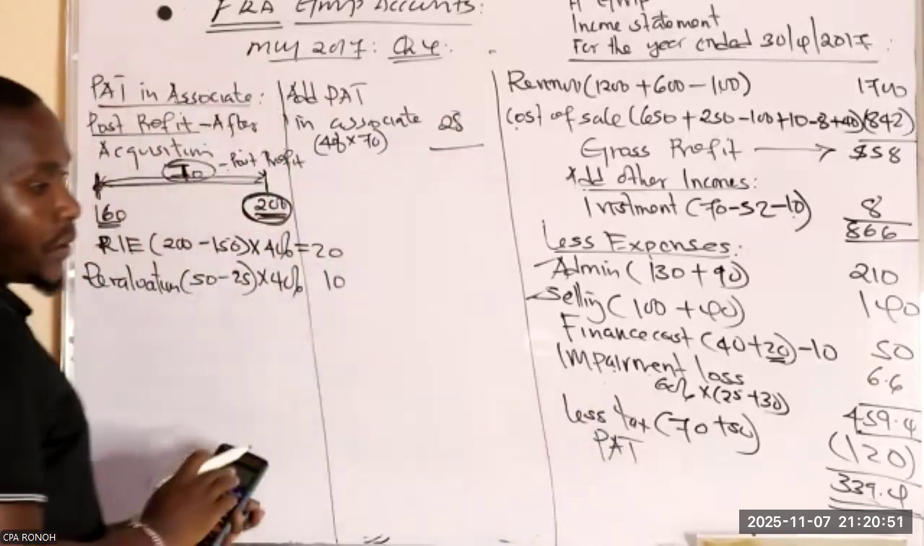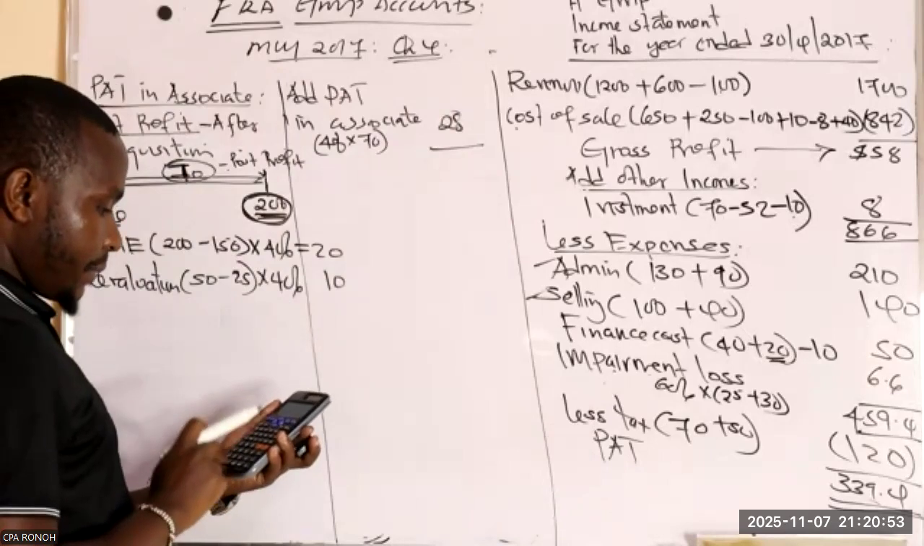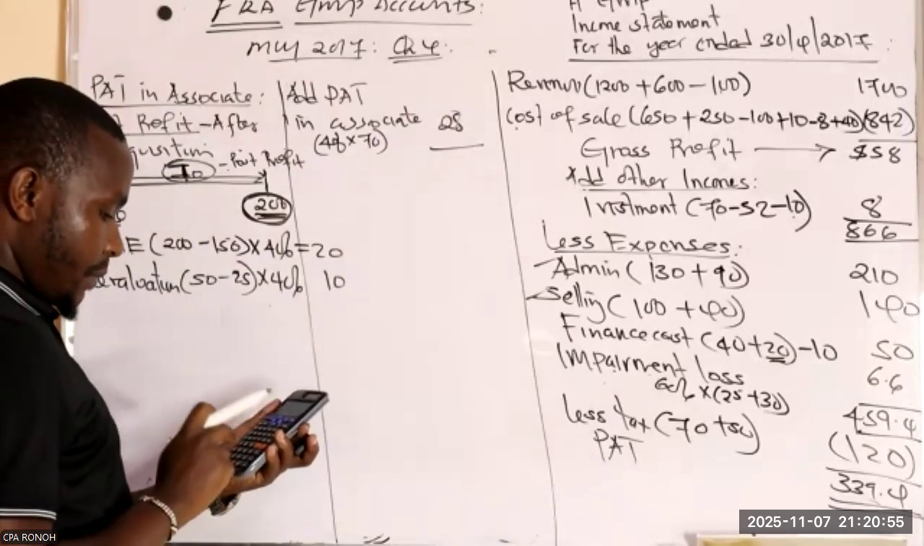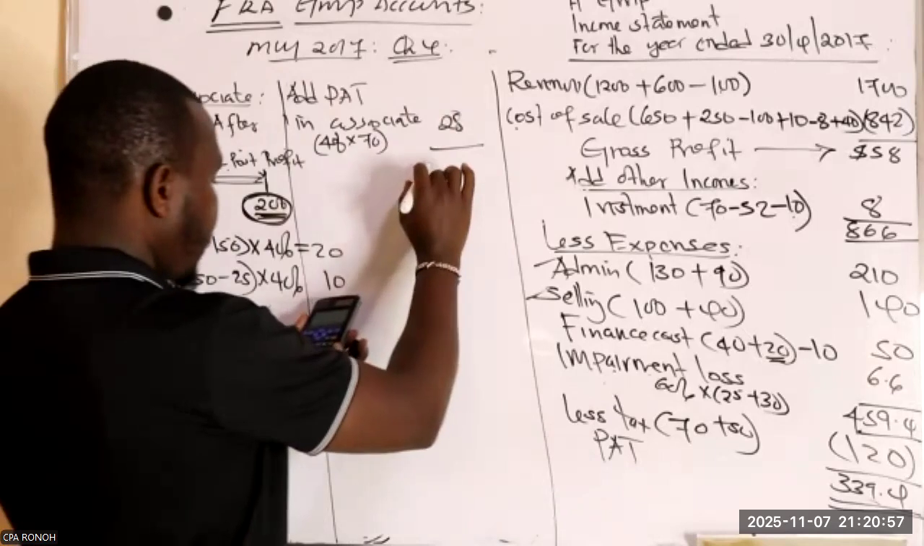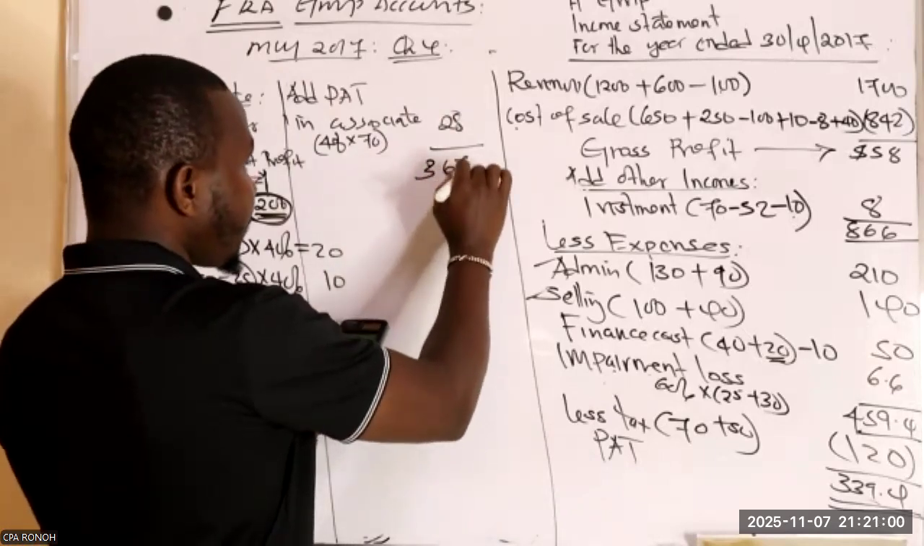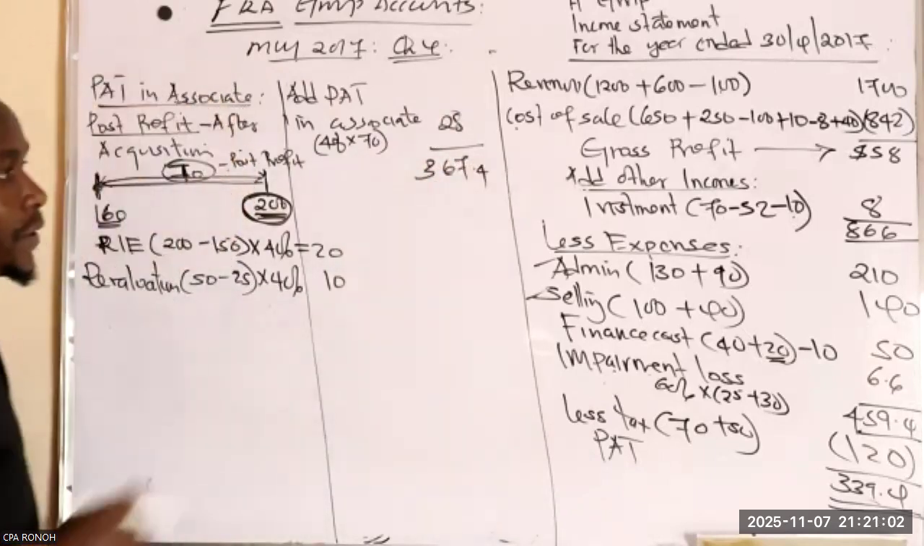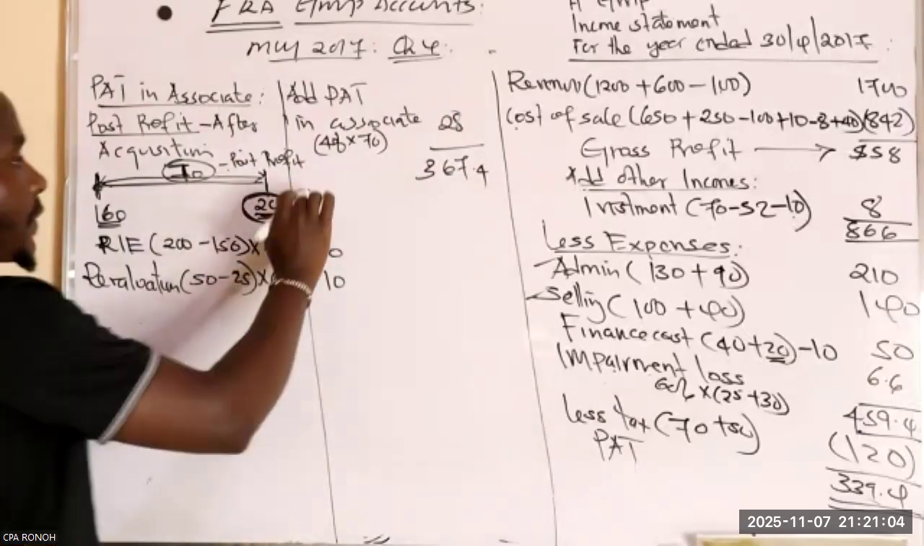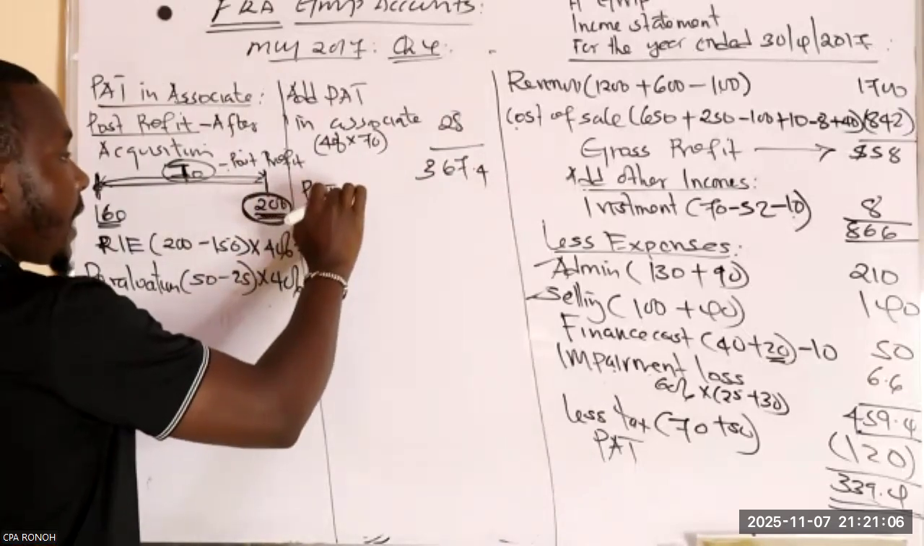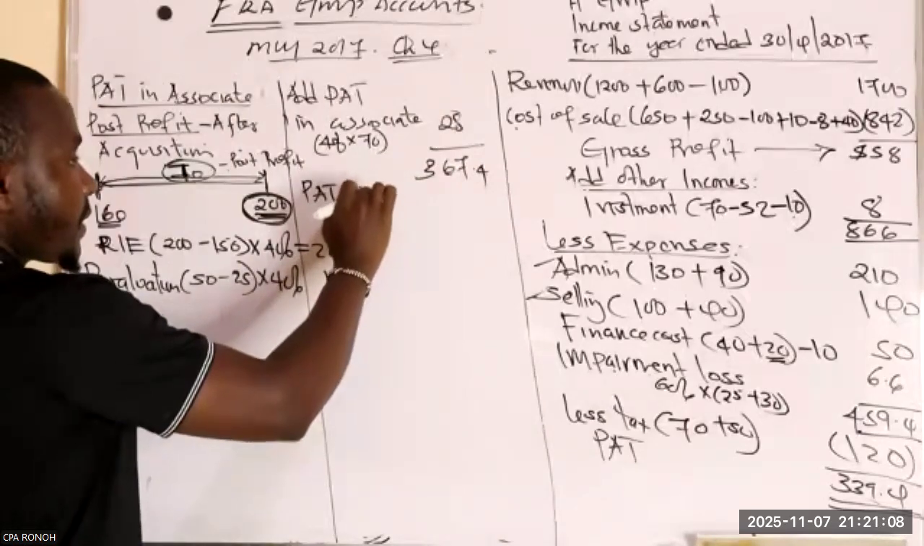So that you can add that. 339.4 plus 28, we have a total of 367.24. Let's get the profit in the non-controlling interest.